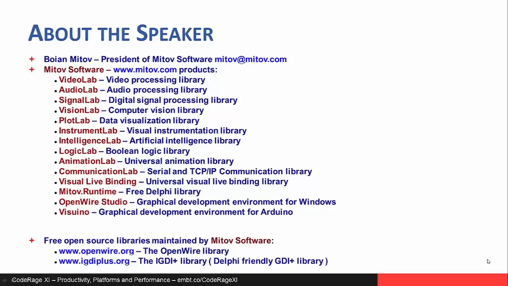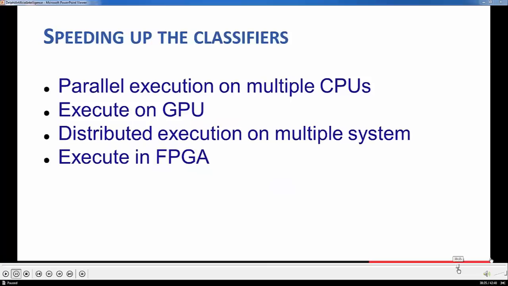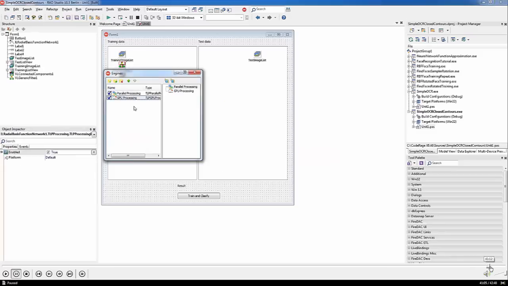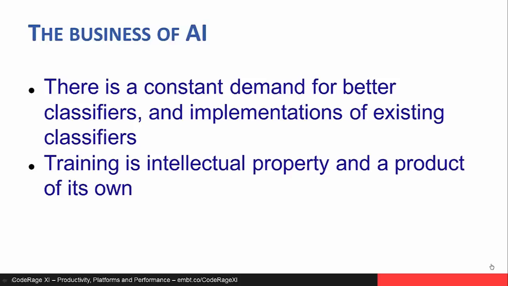Fantastic. Yeah, it is a different world and different perspective, and that's why I had the last slide, on the business of artificial intelligence. Training is a lot of work, and it's a product, and it's intellectual property. As such, it's a product of its own. So yes, you have to write the software, but you also have to spend the time and effort and money to actually train it. So both are products, and both have their own value.